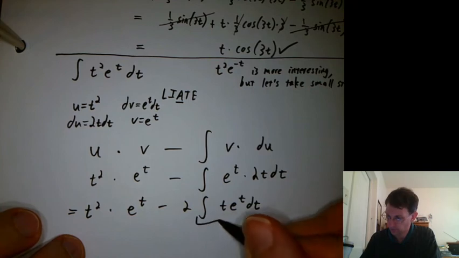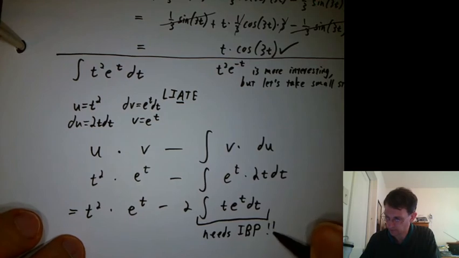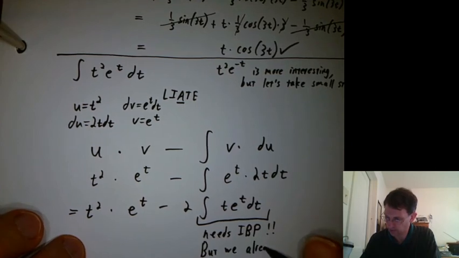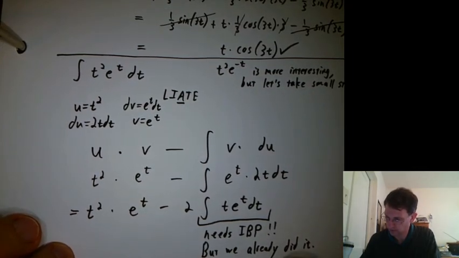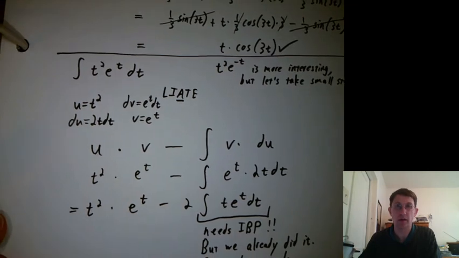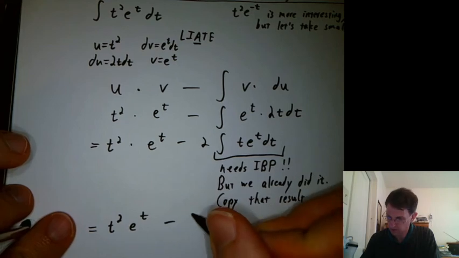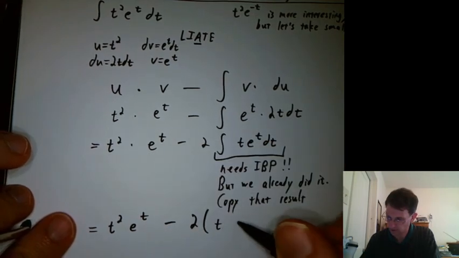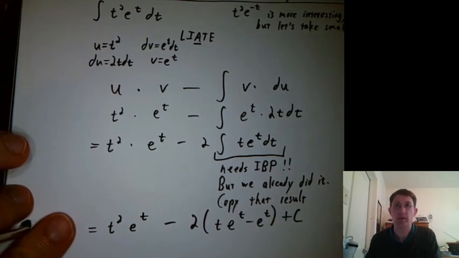So we could say this needs integration by parts again, but we already did it. So just copy the result. So overall we've got t squared e to the t minus 2, and then if we look back at the previous video, we get t e to the t minus e to the t plus c.